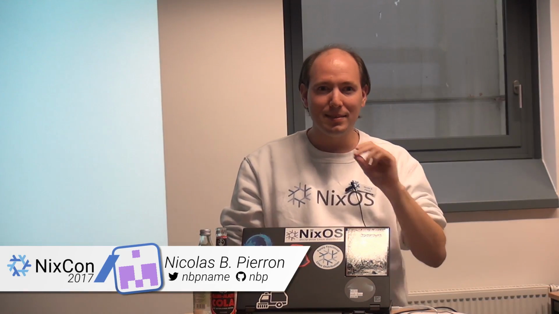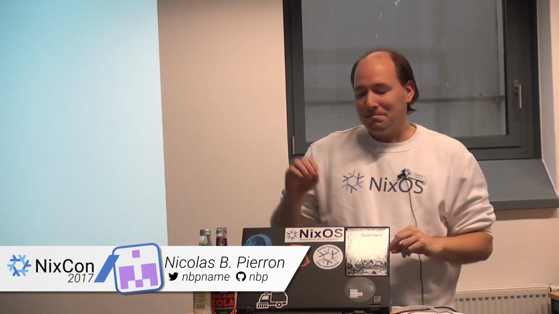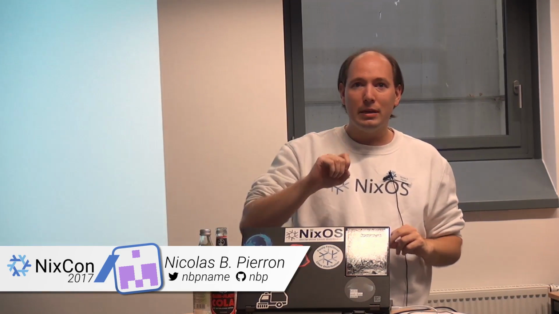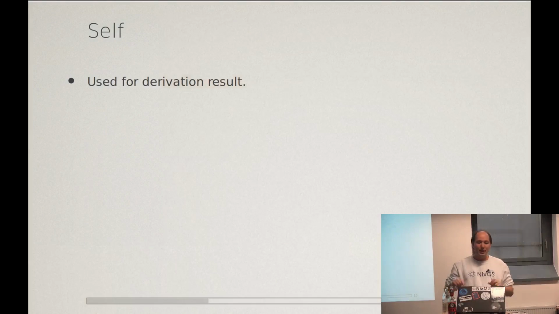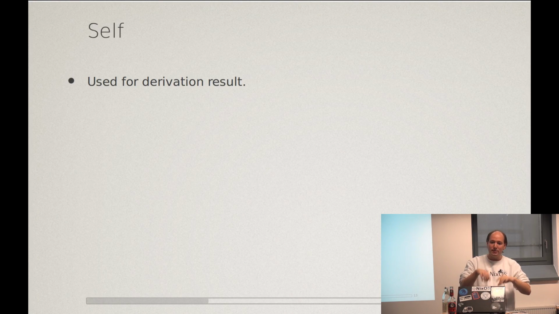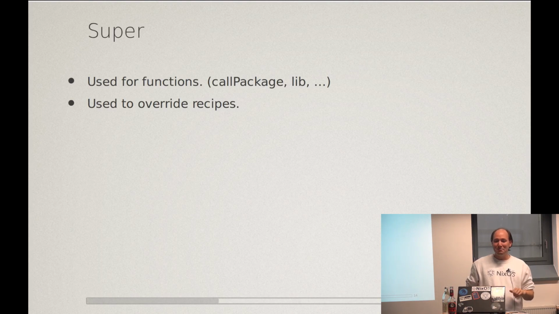But that doesn't tell you how to use them. Self is made to find all the dependencies. So if you have a package, and your package depends on sed, on bison, on firefox, then you will use self. You will say self.sed, self.bison, self.firefox. And that's all. If you want to use self for anything else, that's wrong. That's the only bullet point here. Super is basically all the rest.